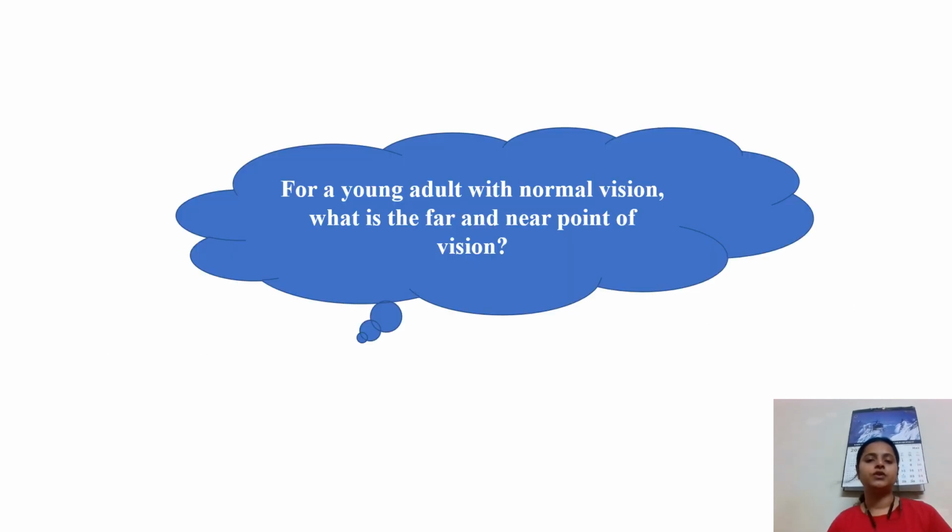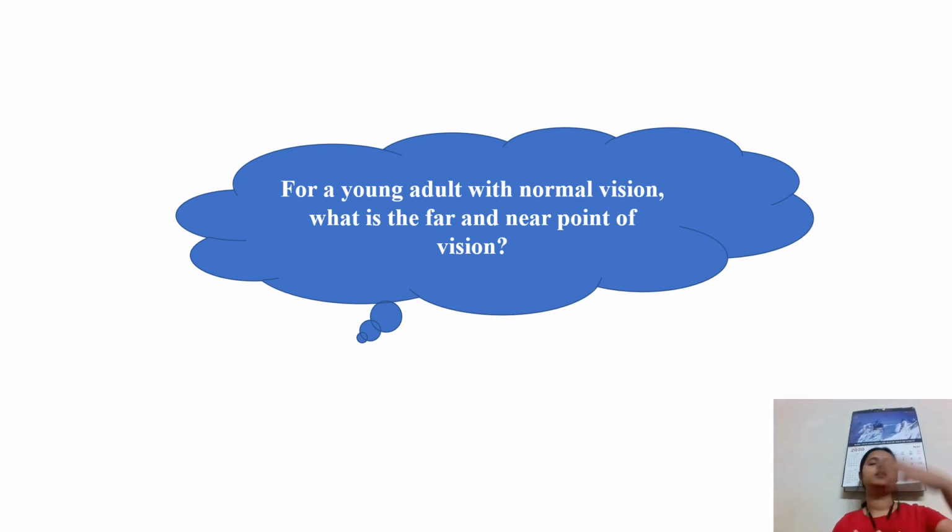Okay, so there is a question for you. For an adult with normal vision, what is the far point of the eye? Far point and near point mean up to how much distance from his or her eye he or she can see. How far she can see and how close she can see. That is the farthest point and nearest point.